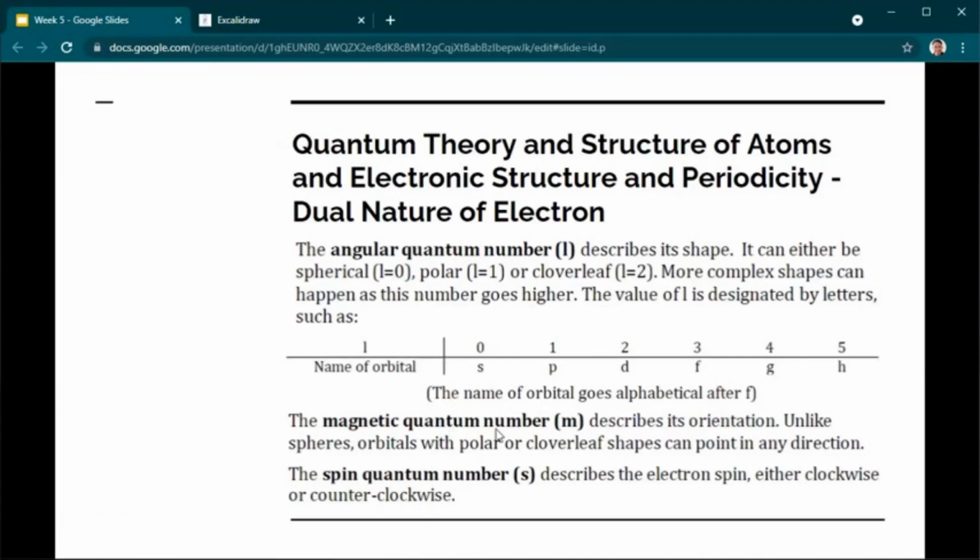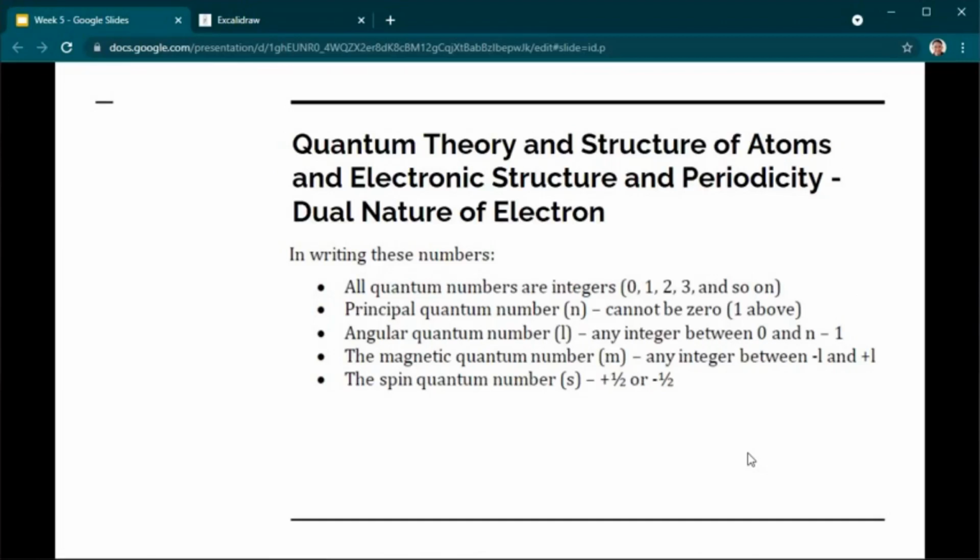Alright, next we have the magnetic quantum number. This describes its orientation. So unlike spheres, orbitals with polar or cloverleaf shapes can point in any direction. Then lastly, the spin quantum number describes the electron spin either clockwise or counterclockwise. Right?